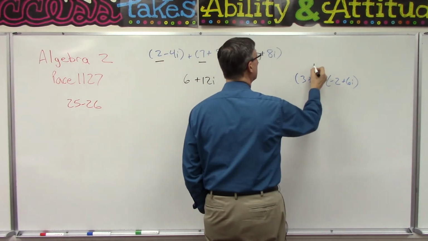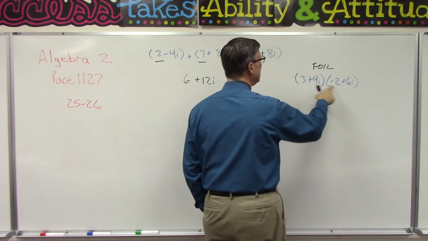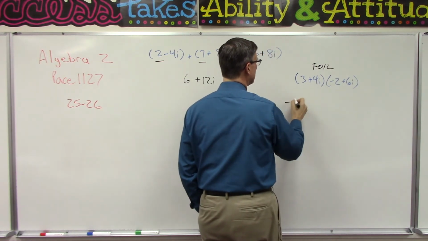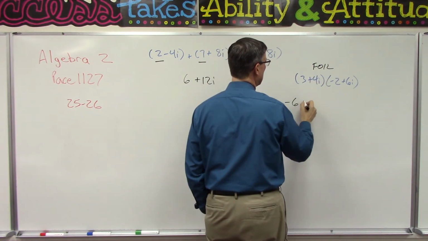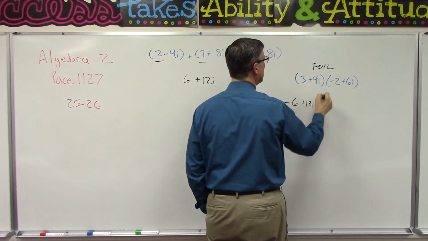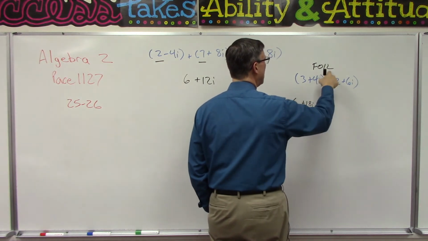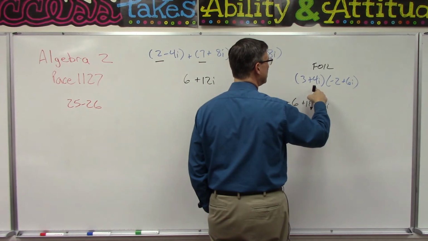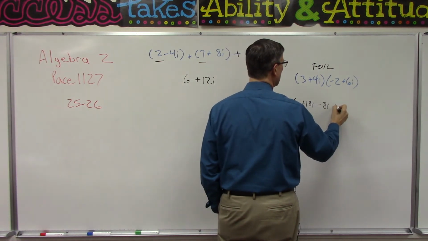This is cool. We keep using the FOIL method. 3 times negative 2 is the first term, so we get negative 6. We do the outer, so 3 times 6i is 18i. The inner is negative 8i. And then the last, now watch this, 4i times 6i, so 24i squared.